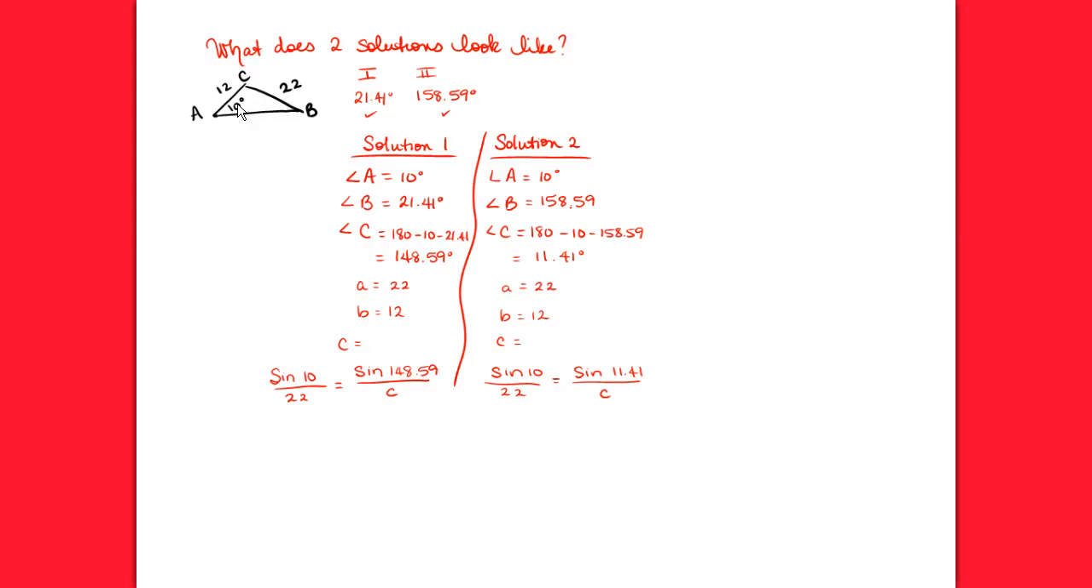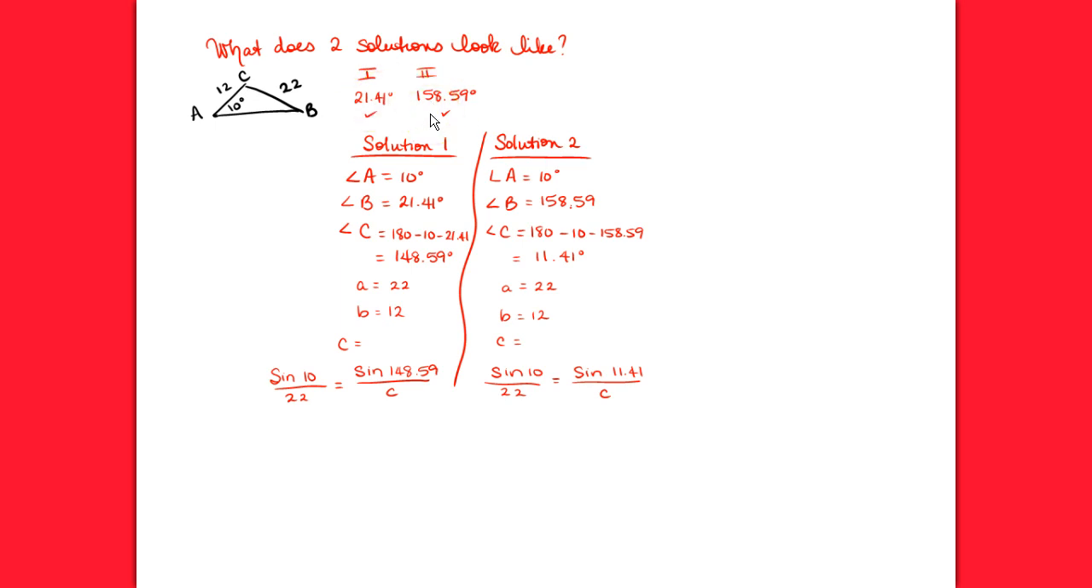So if it had been 10 degrees, not only does 21.41 fit with room for a third angle, 158.59 would also be a possibility with room for another angle. That is what two solutions look like, when the two possibilities that I get both will work in my triangle.